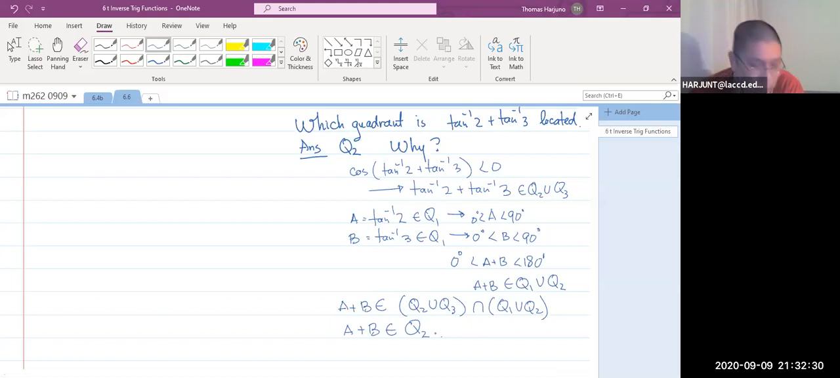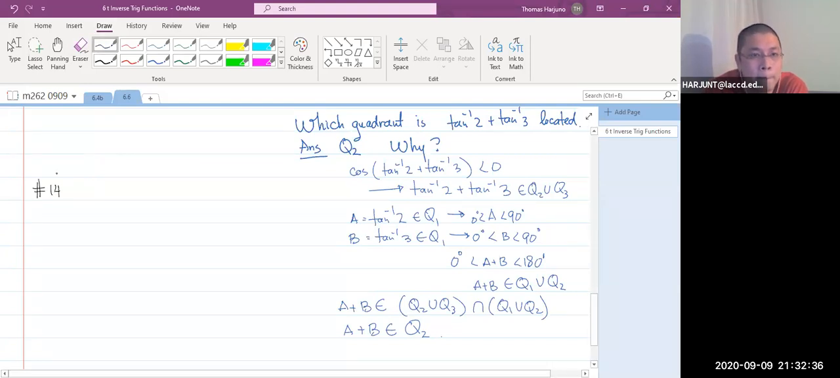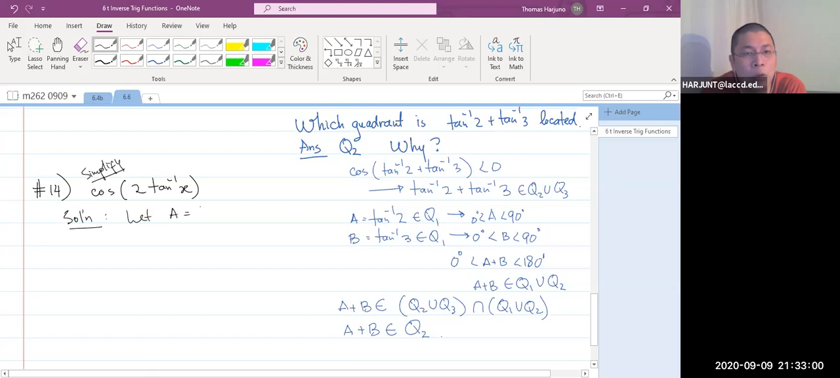How about number 14? You try this one. Number 14. Simplify the expression cosine of 2 times tangent inverse x. My hint for you is we start with let A equal tangent inverse x. So what you need to compute later on is cosine of 2A. Let me give you maybe 2 minutes to work this out.